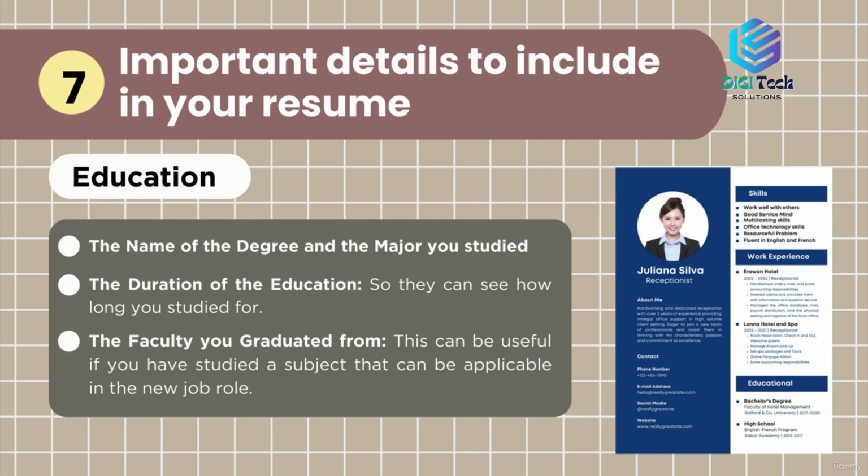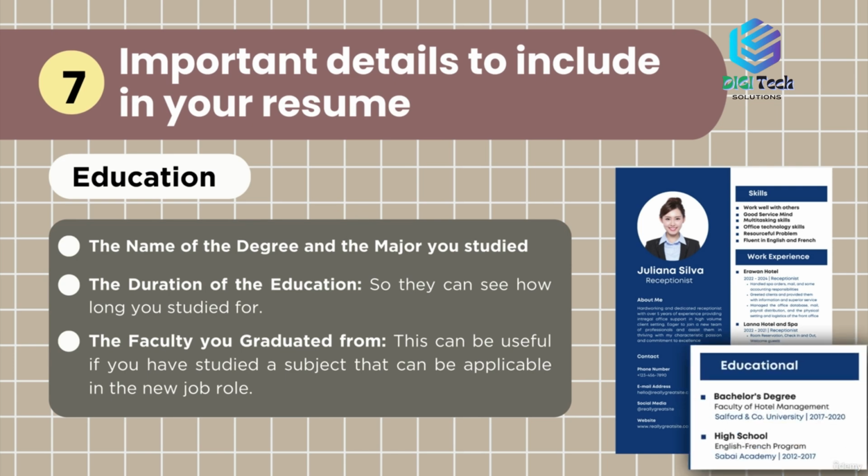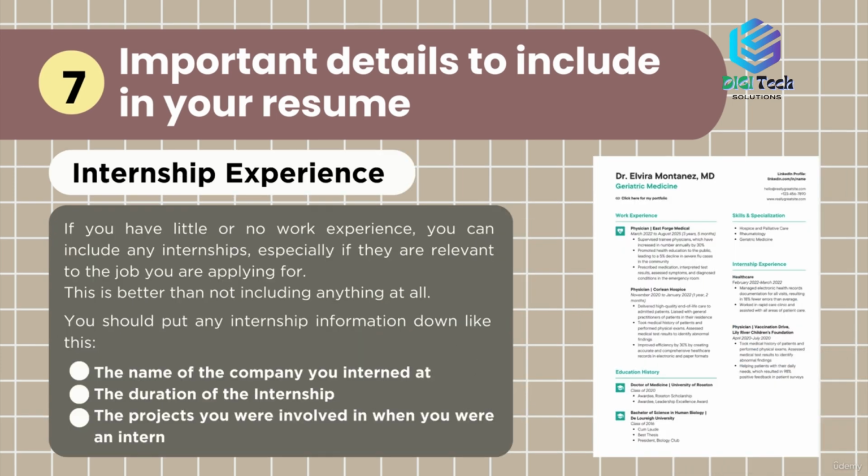Okay, so let's now have a look at this example here. In the education section here, we can see they have a bachelor's degree. Then it says the facility they graduated from. Then it says the name of the university, when they studied, and the duration of their study. Then it says high school, the program they studied, the name of the school, when they studied, and the duration. Internship experience.